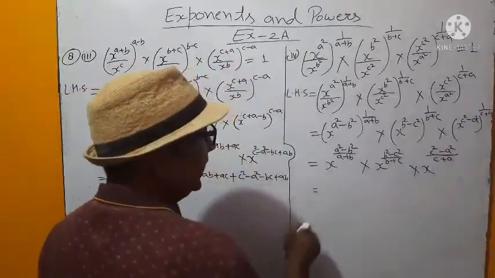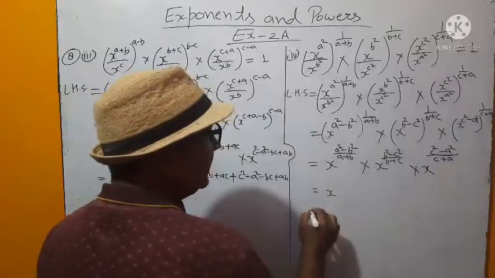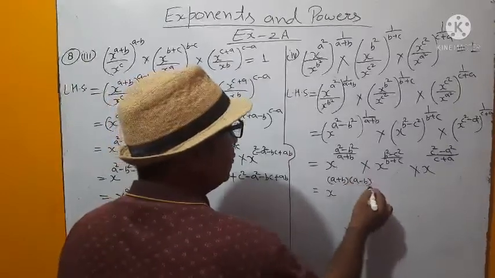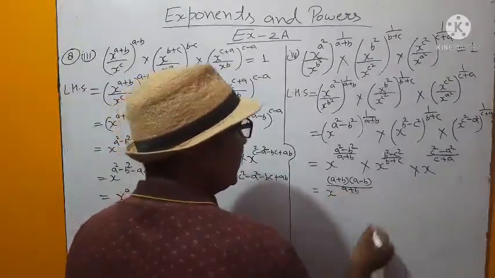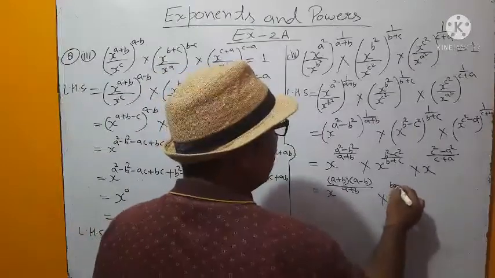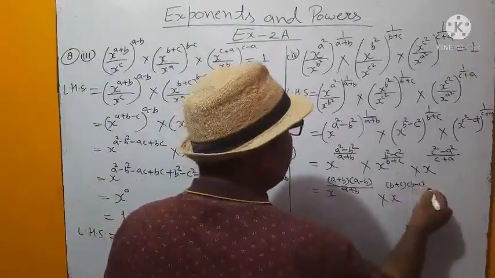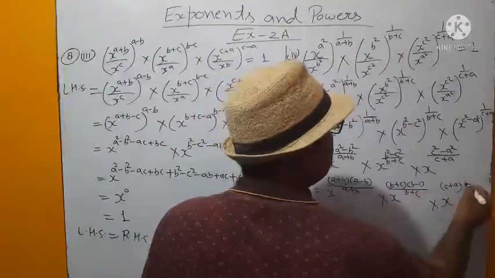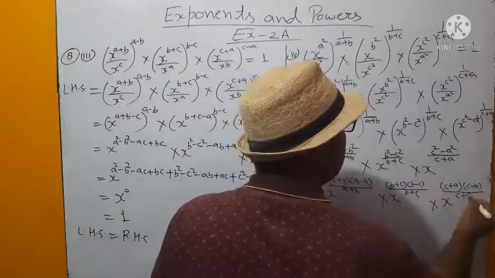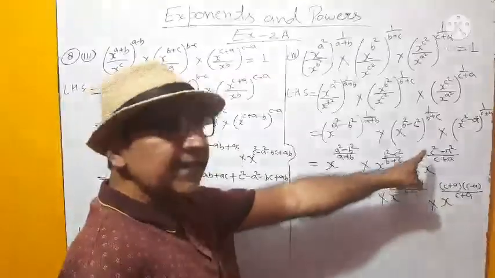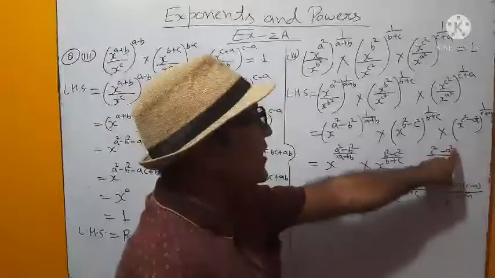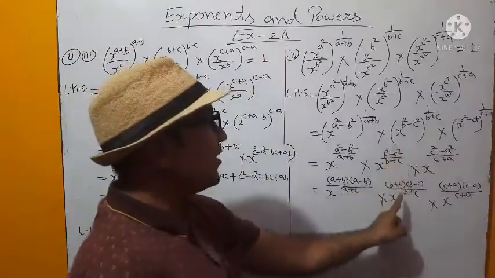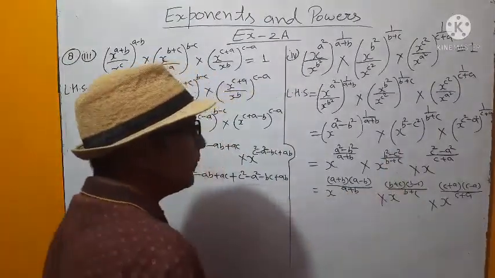Now watch carefully. Numerator is an identity. a square minus b square means a plus b into a minus b, upon a plus b. Same here, b plus c into b minus c upon b plus c. c plus a into c minus a upon c plus a. I am using the identity in the numerator. c square minus a square means c plus a into c minus a. b square minus c square means b plus c into b minus c.